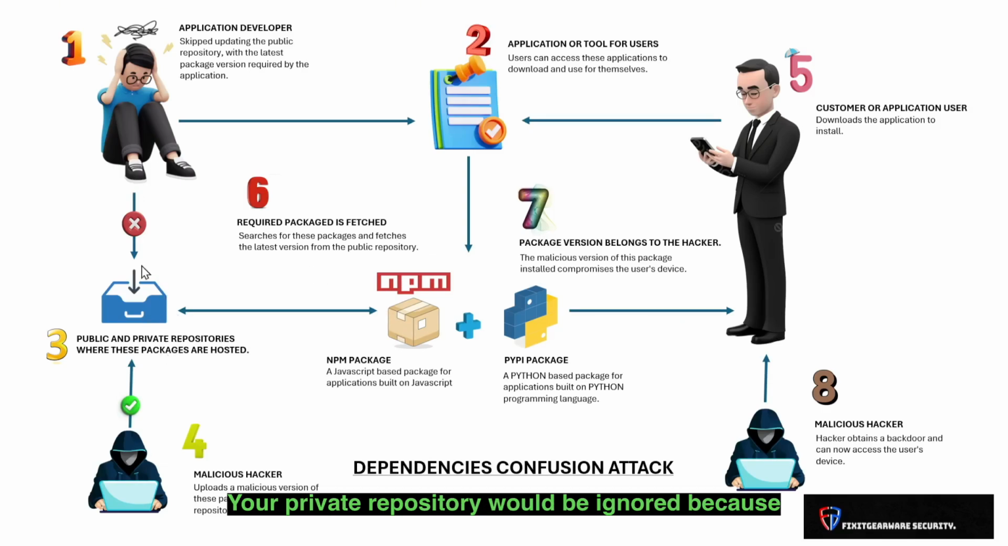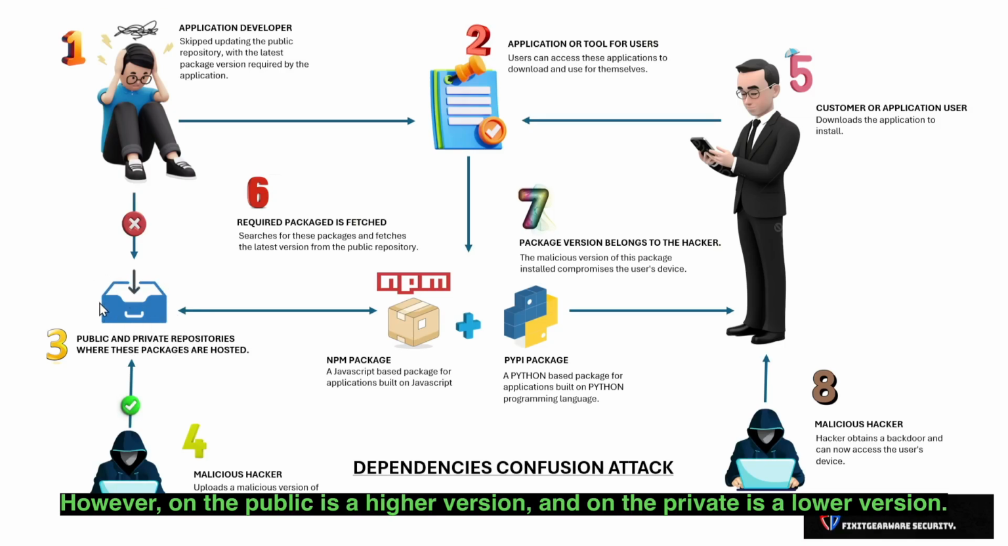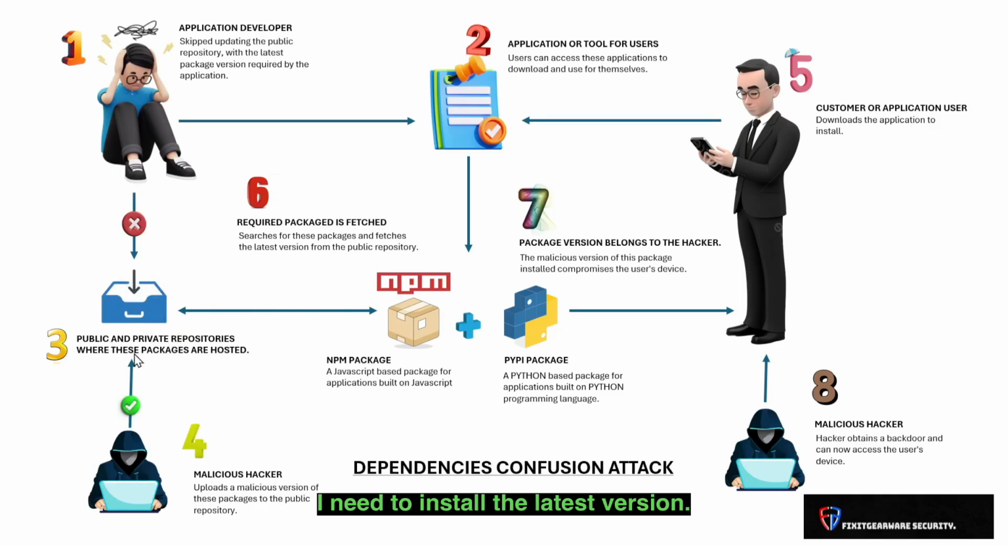Now, your private repository would be ignored because the name on the private is the same name on the public. However, on the public is a higher version and on the private is a lower version. So people say, okay, I do not need to take the obsolete version. I need to install the latest version. This one that was written by the hacker.